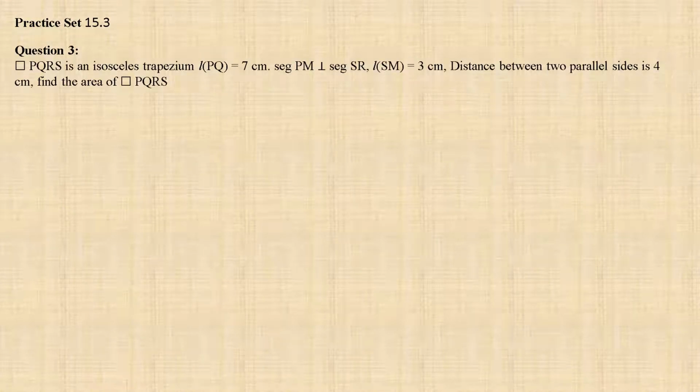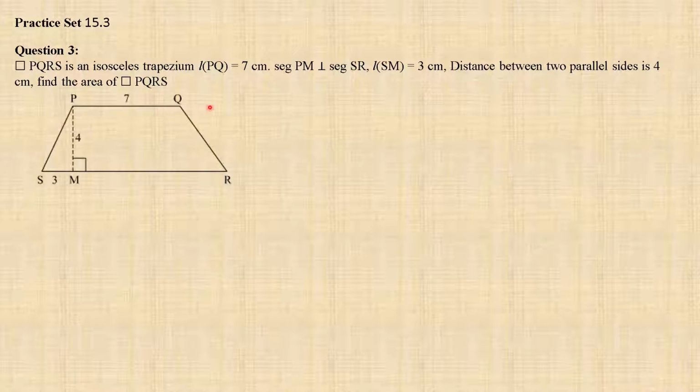Practice set 15.3. Question number 3. Quadrilateral PQRS is an isosceles trapezium. Length of PQ is 7 centimeters. Segment PM is perpendicular to segment SR. Length of SM is equal to 3 centimeters. Distance between the two parallel sides is 4 centimeters. Find the area of quadrilateral PQRS.